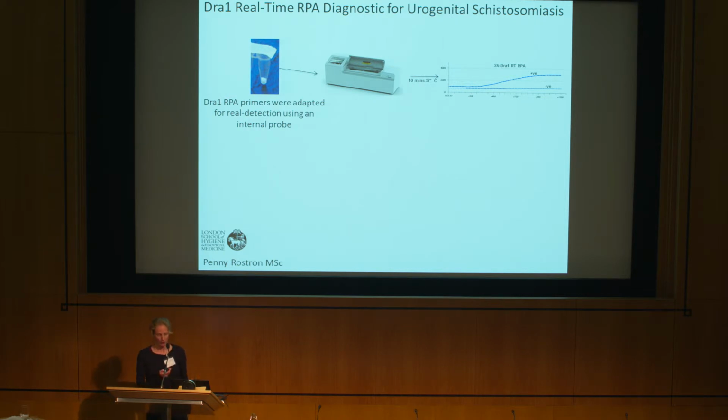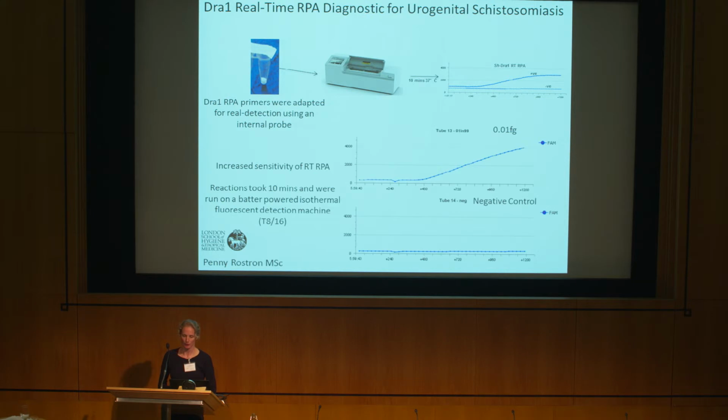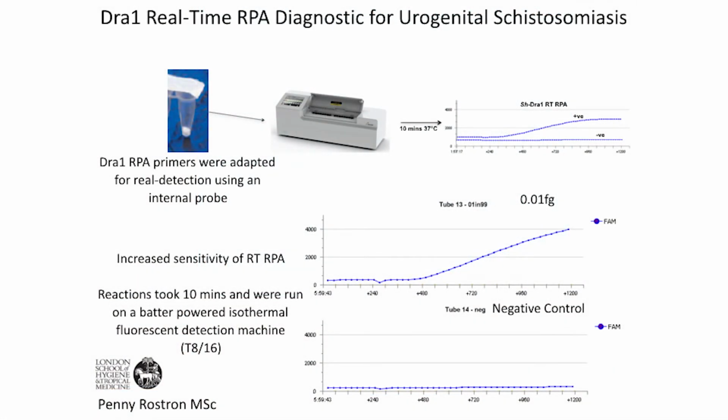So with another student from the London School, we actually went further to develop this assay into a real-time system. This is using a portable battery-powered isothermal device with a fluorescent reader in there, and using the lateral repeat. And again, for a 10-minute reaction at 37 degrees, we got a real-time readout with our positive samples. And with the real-time RPA assay, we got a much higher sensitivity, 1,000 times more.